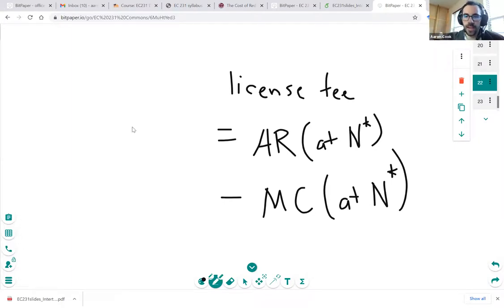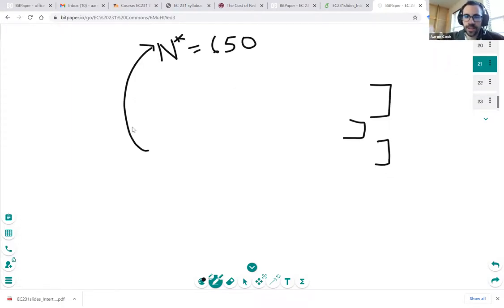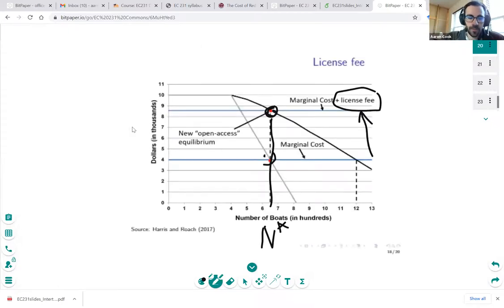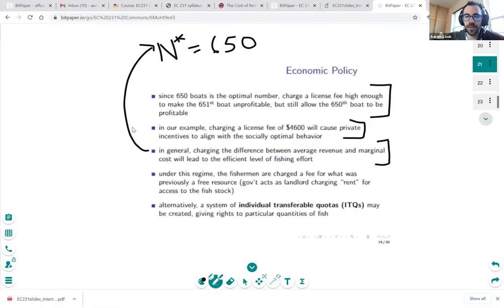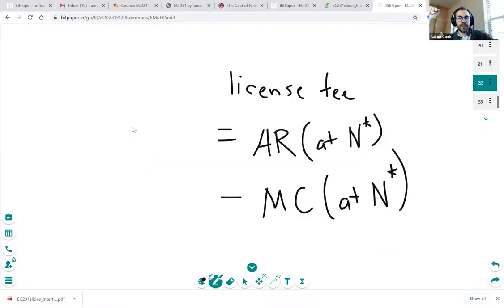So graphically, that's just this distance. That's this distance between, again, average revenue at the optimal number of boats, that red dot, and then the marginal cost at the optimal number of boats, the red dot below that. That's the size of the license fee that would lead to people's natural incentives to stop fishing once you get to that number of boats.